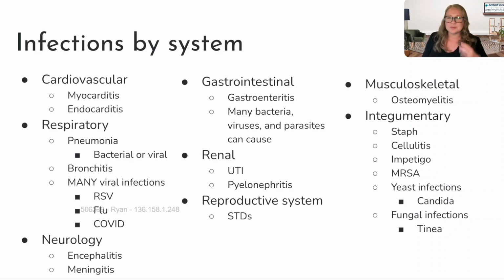Of course, respiratory, one of the most common systems affected by pathogens, especially those viral infections. Adeno, rhino, RSV, flu. We get all sorts of viral infections, especially in the wintertime. Remember, when infections get down in the alveoli, we can have pneumonia. It can be caused by bacterial invaders or viral invaders.